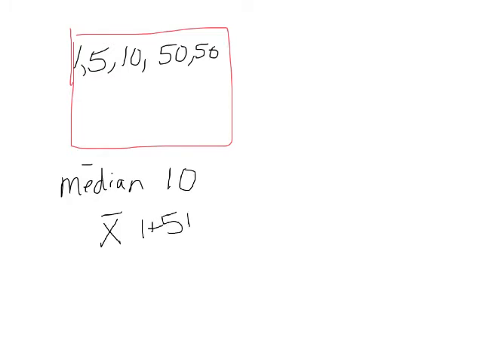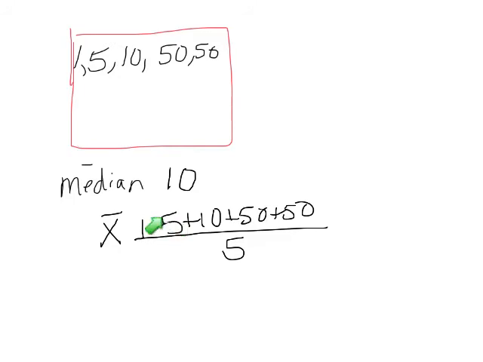1 plus 5 plus 10 plus 50 plus 50, divided by 5. Okay, so we're going to add that up. So we have 100, 110, 115, 116. So 116 divided by 5. Okay, so that would be, let's see, 5 into 100 is 20, and 5 into 16 is 3, so it would be 23.2.